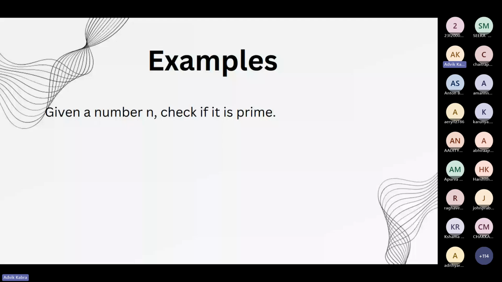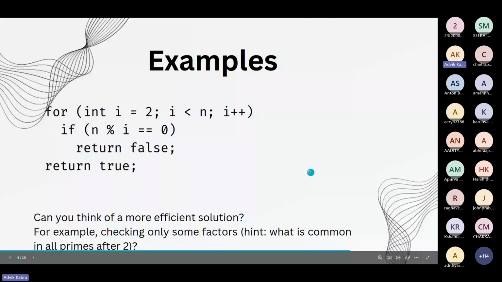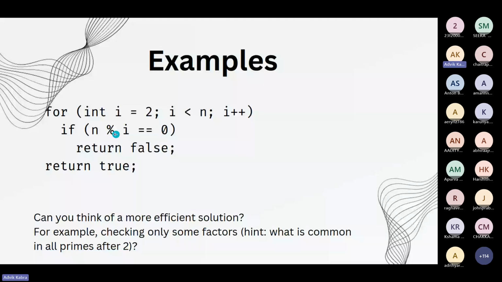That is essentially the brute force solution, where you check every number from 2 till n and check if any of those are a factor. If they are a factor, then it's not a prime number. But if they are not a factor, then we know that we've checked every number from 2 to n, and that none of them are factors. That means it is a prime number. So can you think of a more efficient solution?